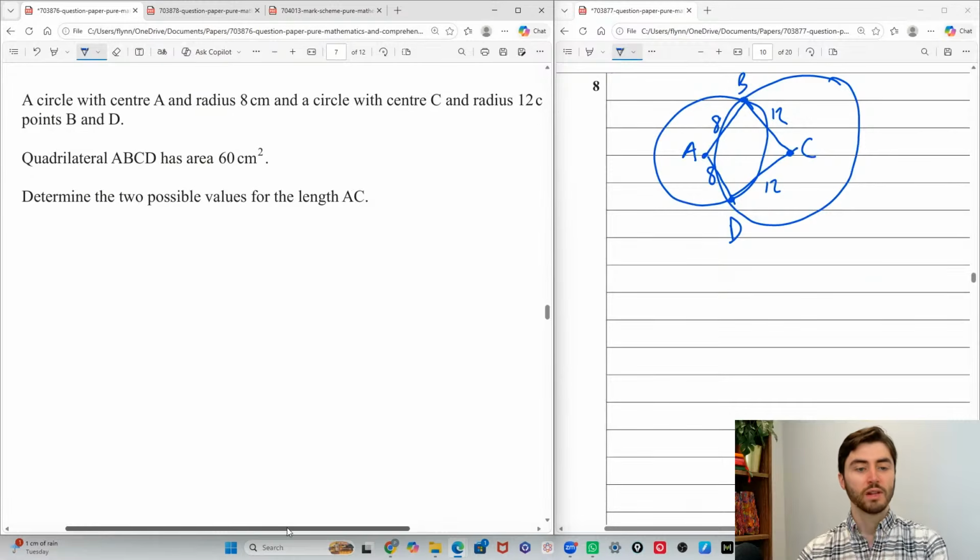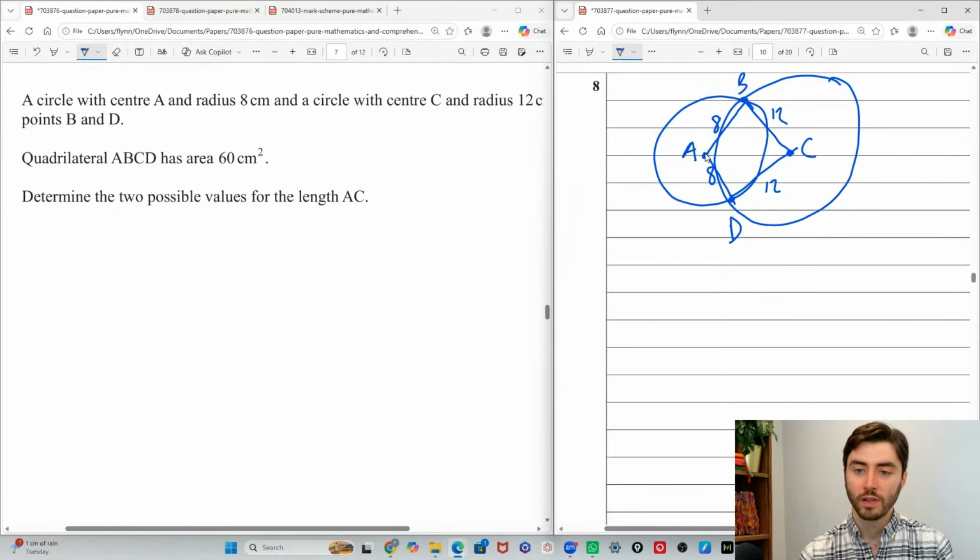The quadrilateral has area of 60. I can also draw the line connecting them up. And so this forms a kite, certainly.